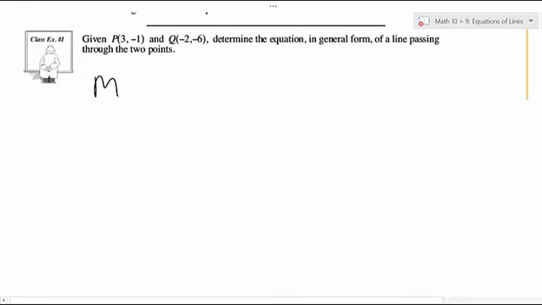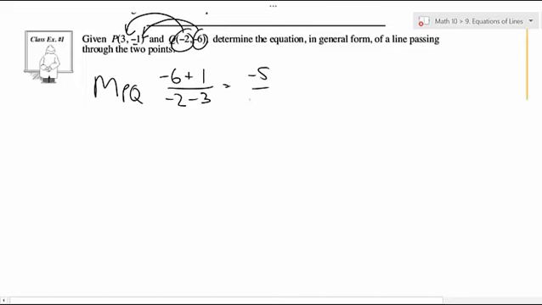We call the slope m, and this is m PQ. We take this value and we subtract this one. We take this and subtract that. That's how you find your slope. It ends up looking like this: (-6 plus 1) over (-2 minus 3). And we have that plus 1 because we're subtracting a negative. It equals -5 over -5. We've got two negatives here, that means it's going to be positive. Our slope is 1.